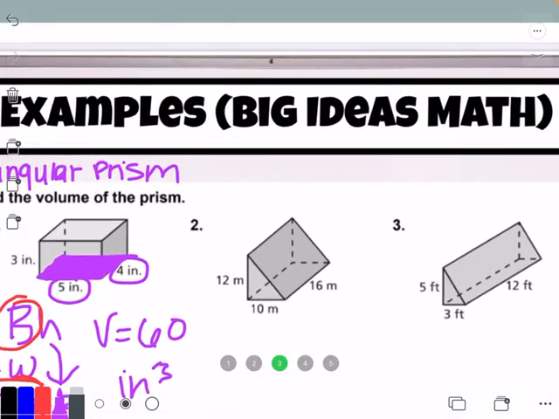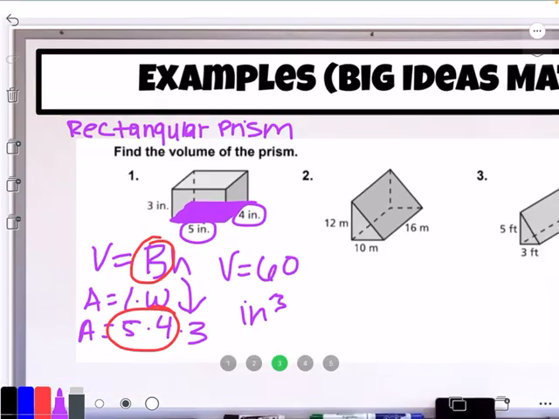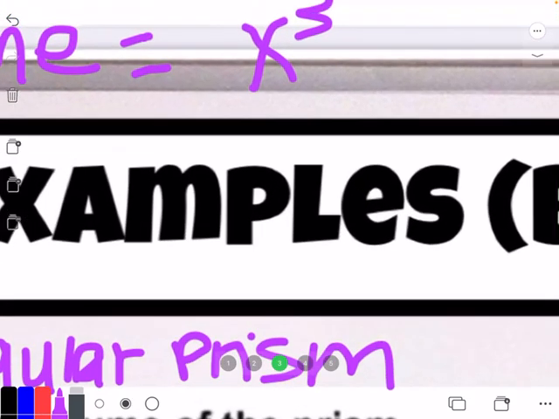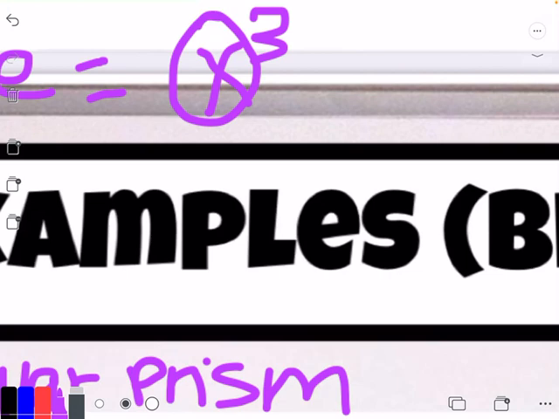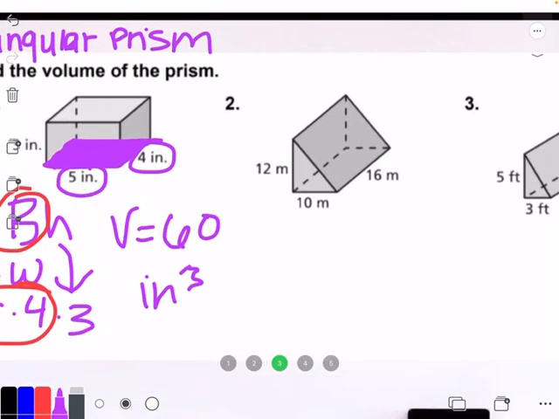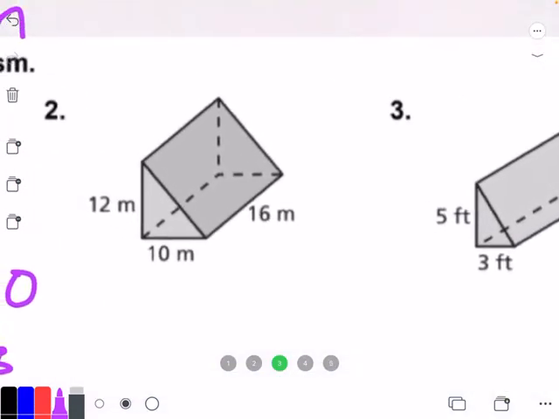I'm going to make a little note for myself that for volume, you have to put the label, and you have to make it cubed. Okay, let's do another example. Number 2.